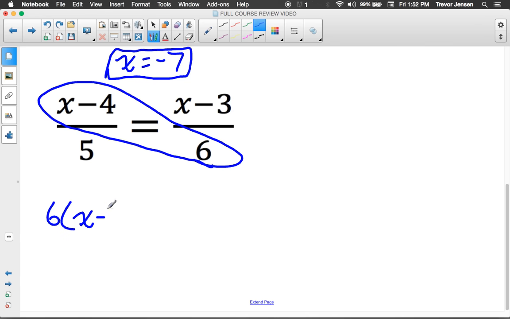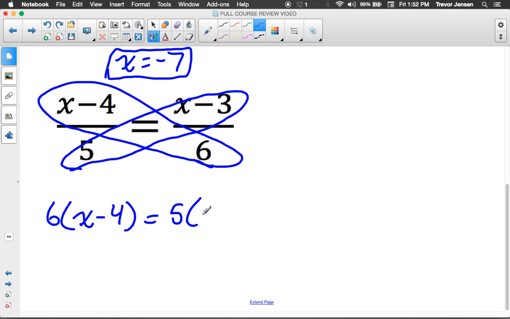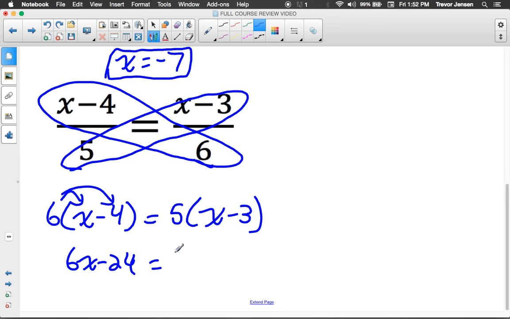So 6 times x minus 4 is equal to, on the other side of the equation, write the product of the denominator of the other fraction by the numerator of the other one. So 5 times x minus 3. And then solve from here. Distributive property, 6x minus 24 equals 5x minus 15.